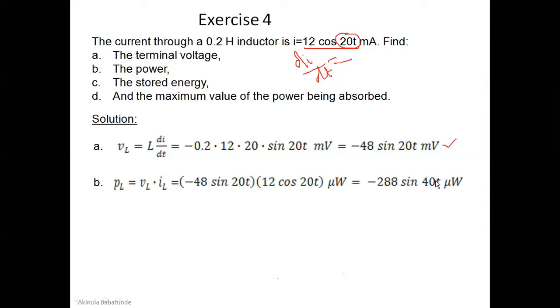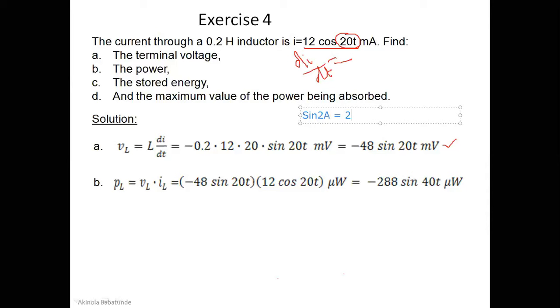If you remember your trig function, let me just give you a hint here for some of you who have really forgotten it. Sine 2a is always equal to, if you have sine 2a in the trig function, let me make it easy for myself. Sine 2a would normally be equal to 2.